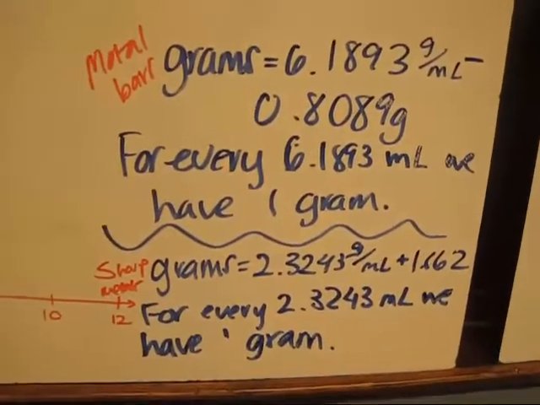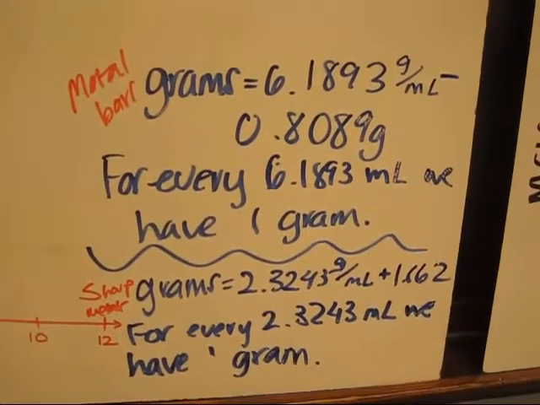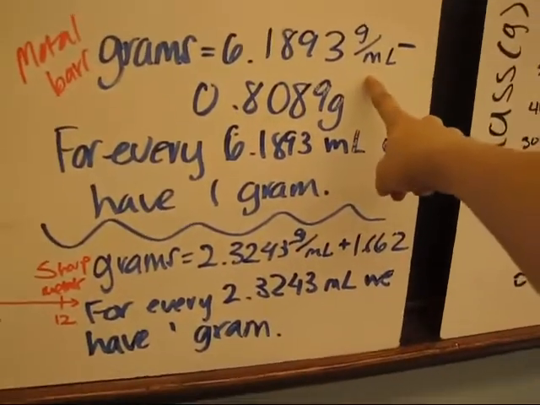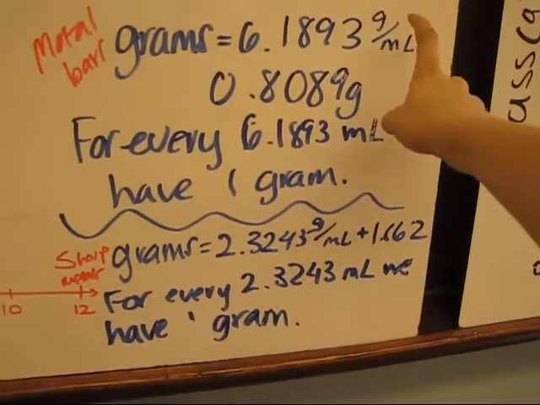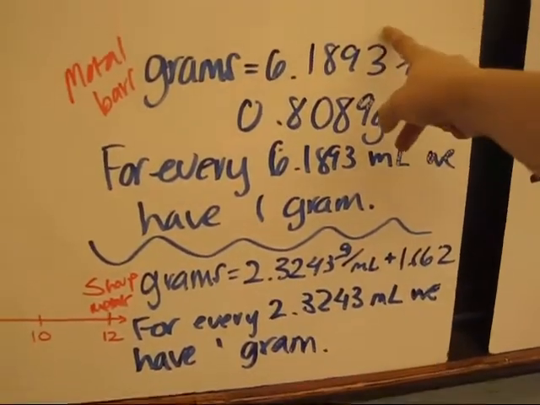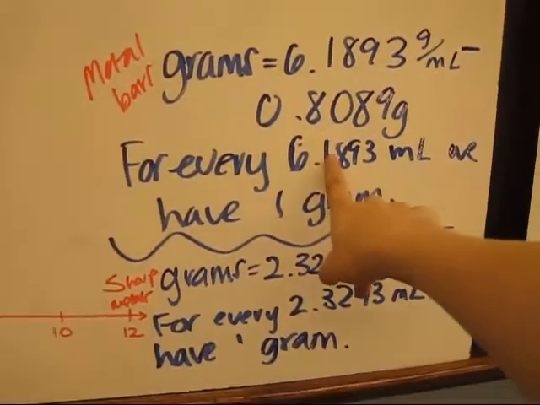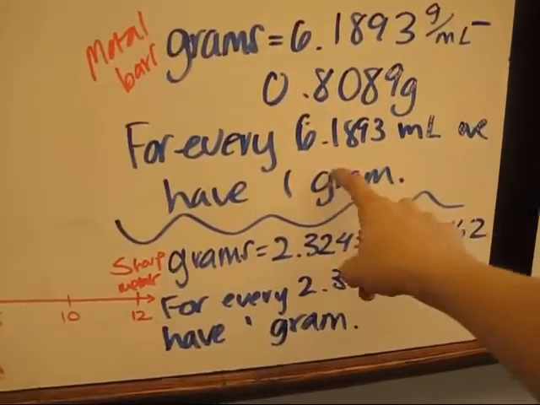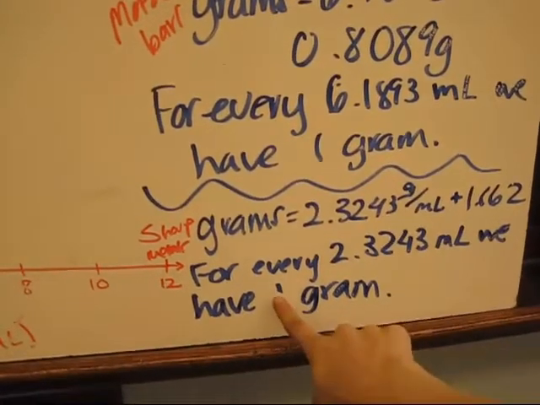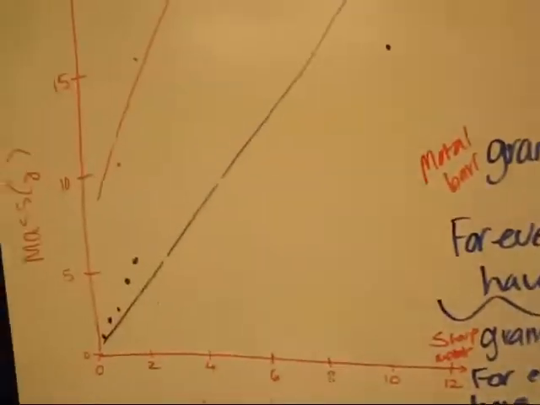Our for-every statements look like they're backwards on this board. So remember, when milliliters is down here, it's for every 1 milliliter, we have about 6 grams. For every 2 milliliters would be 12 grams. So it should be 1 milliliter here, and this is the number of grams. So again, this should be for every 1 milliliter, we have 2.6 grams. So I would reverse those.